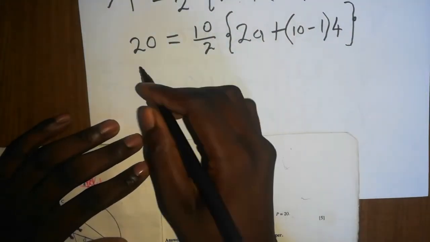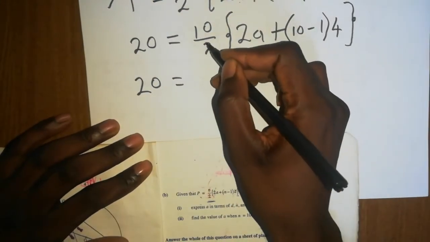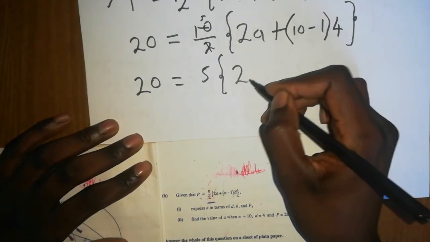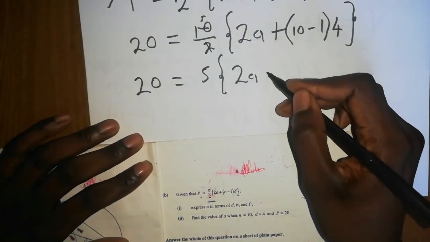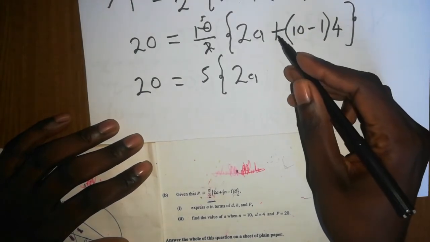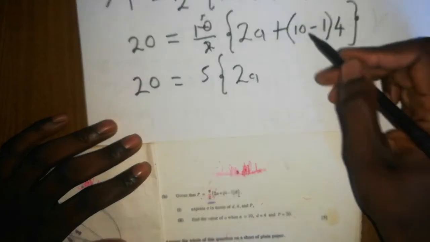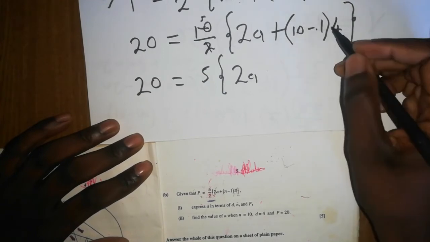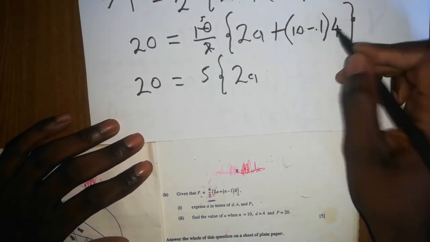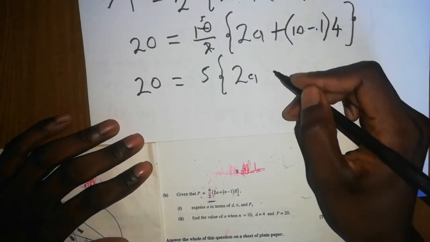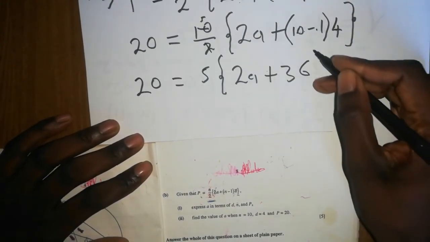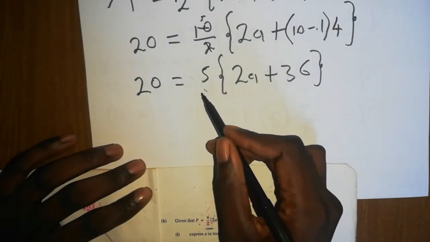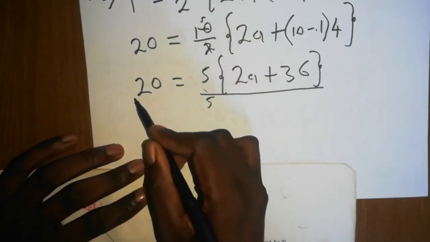I'll do pointers. So that's 20 is equal to 2 into 10, that's 5. I've got my 5 there, then my bracket and my 2a. Then here, before I put a sign, there's something that I want to show you. This is 10 minus 1. I'm going to obtain my 9. Then 9 times 4, that's 36. So here it's plus 36. Then I'll close my bracket here. I'm going to divide both sides by 5.